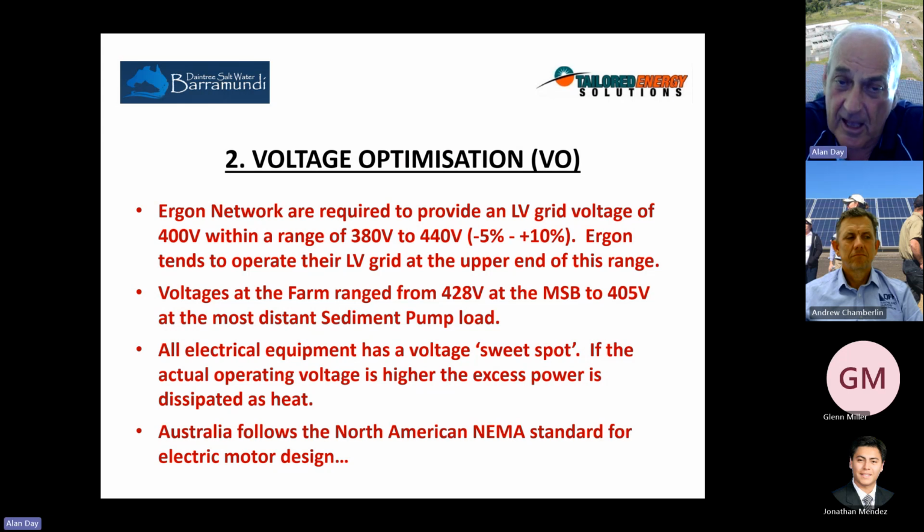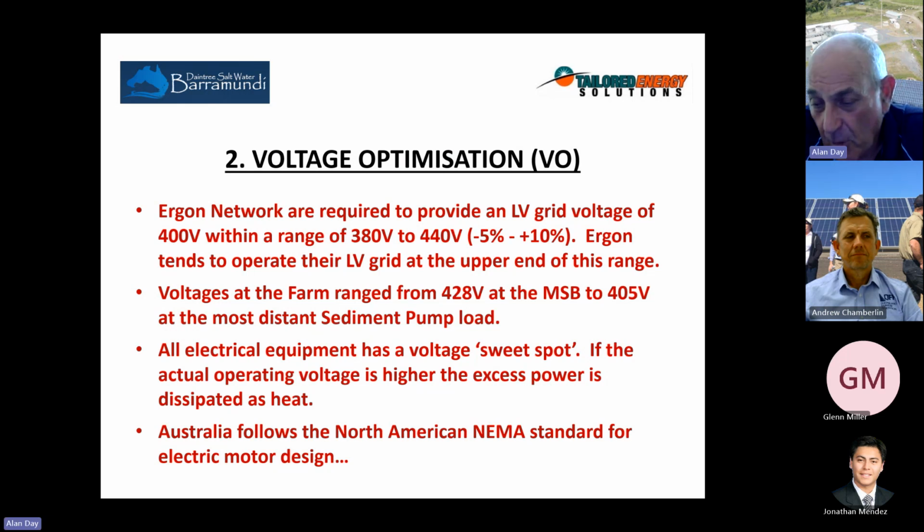If it drops below the lower end of their permitted level and there's damage, and you can prove that it's below the bottom of that level, then you can actually ask them to come and replace your equipment, repair your equipment, whatever, compensate you for the damage. So voltages at this farm varied from 428 at the MSB, as I've shown you, and the most distant voltage, with the drop to the most distant sediment pumps, is 405 volts. That's actually a little bit lower than we often see. Sometimes we even see it over the 440, to be honest, but this is actually not too bad.